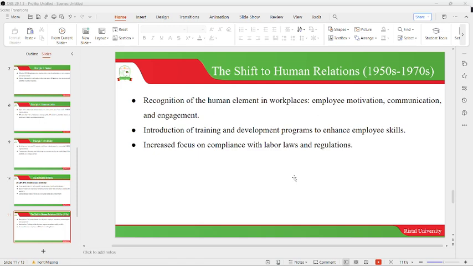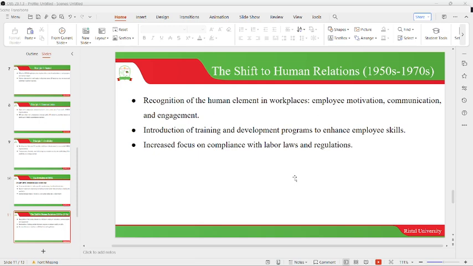So it's still under human relations. There was the introduction of training and development programs to enhance employee skills. Because of the human relations, because of motivation, like I've explained to you already, you cannot talk about motivation when employees are not trained. You cannot talk about motivation when employees' welfare is not taken care of. So they started developing such programs to make sure that employee skills are updated.